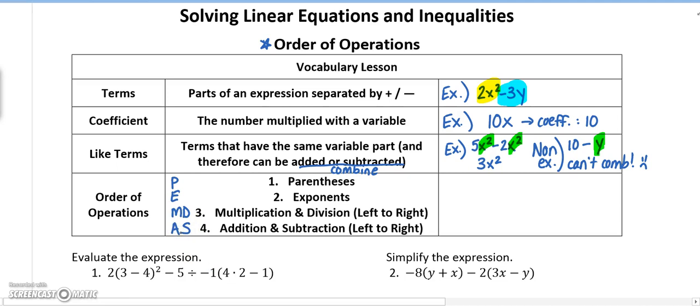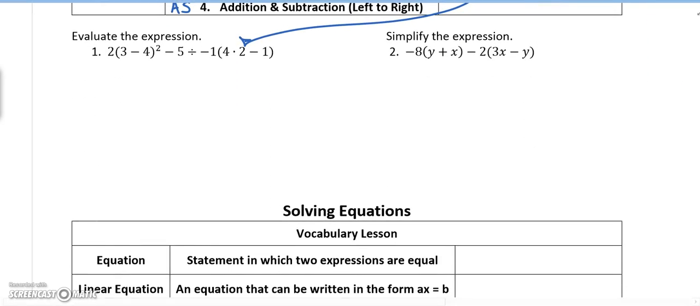Important thing to remember, multiplication and division, see how I wrote them on the same line? That's because it doesn't matter, multiplication versus division. Division can come before multiplication. All that matters is you start from the left of your expression and move to the right. And same with addition and subtraction. So for example, we're going to do an example right below. Well, not right there. Over here. Okay, so take a look there for an example.